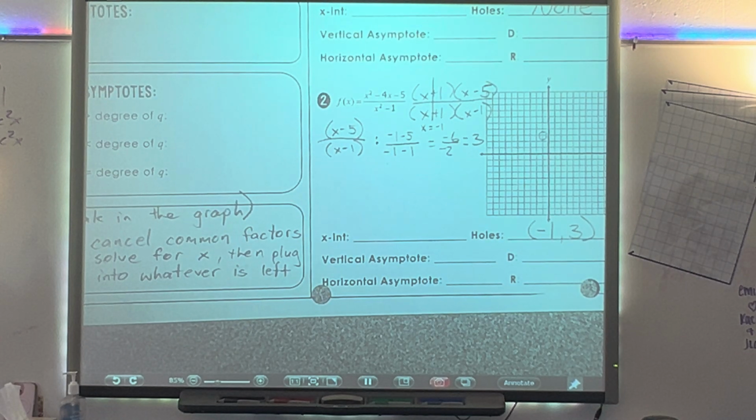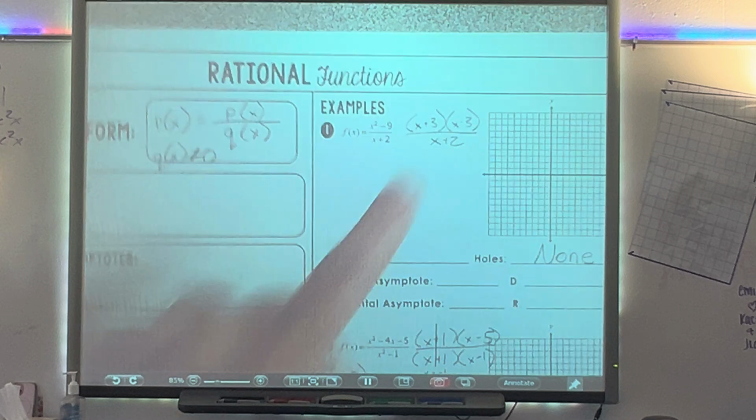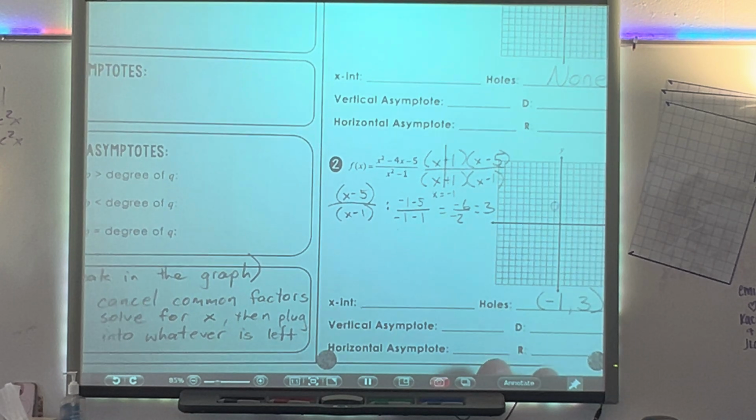Alright, so we got that. So that's step 1, find holes. This one didn't have one, this one we got figured out. Is everybody okay finding the hole?